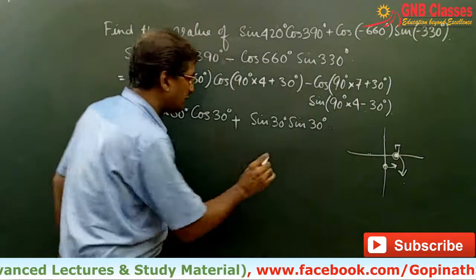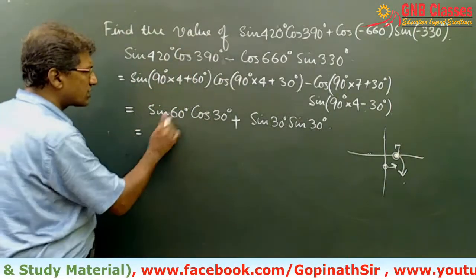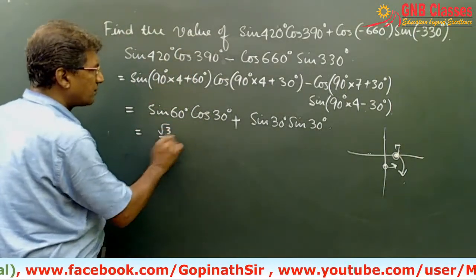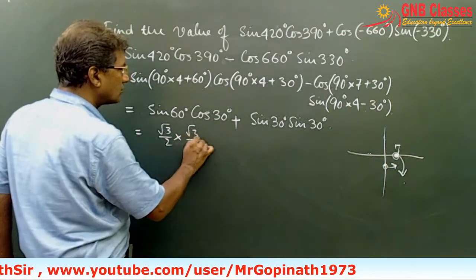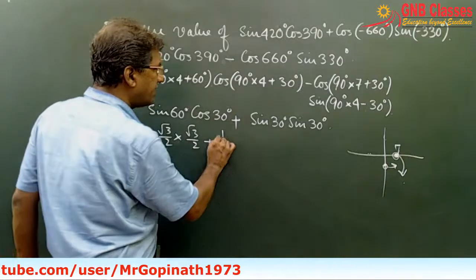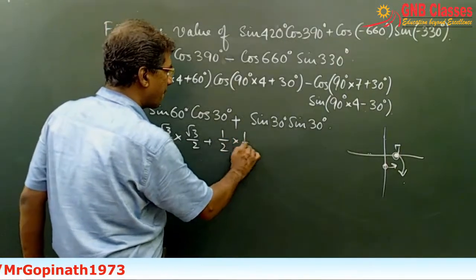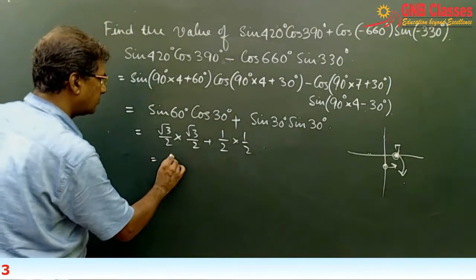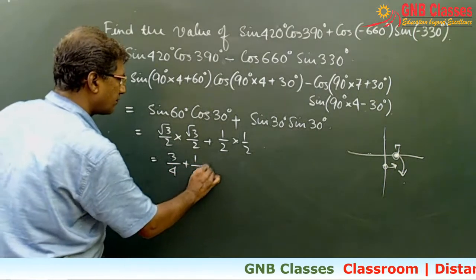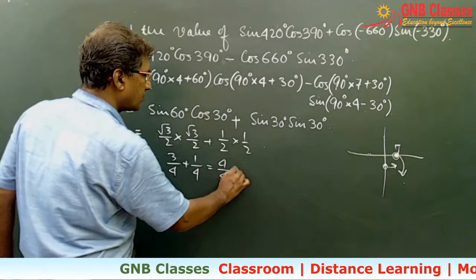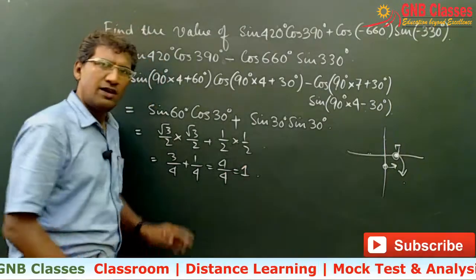Am I correct? So now just put the values. Sine 60 degrees, cos 30 degrees, sine 30 degree. So we are getting what? So answer is 1. Have you understood?